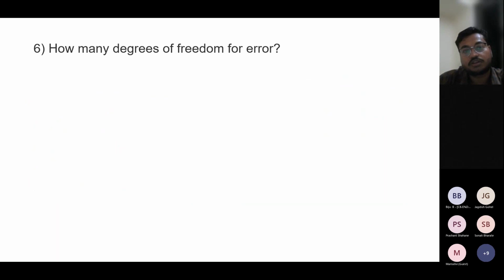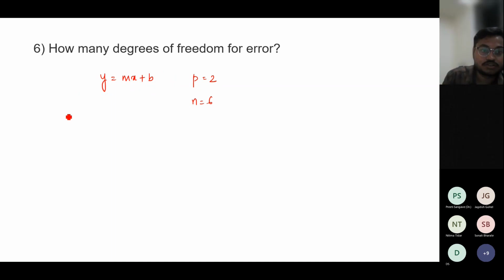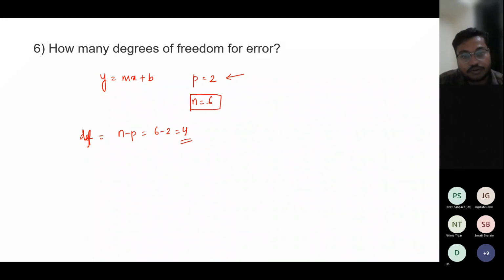The next question is, how many degrees of freedom for error? As we know, our linear regression equation is y equals mx plus b, so the number of parameters here is 2. The total number of data points n is equal to 6. So the degrees of freedom will be n minus 2, which is 6 minus 2, which is 4. So these will be the degrees of freedom for error. In total, we have 6 degrees of freedom because we have 6 data points, but 2 of them we are utilizing to build the model. Leftover, we have 4 degrees of freedom, which will be assigned for the error. Is that clear?